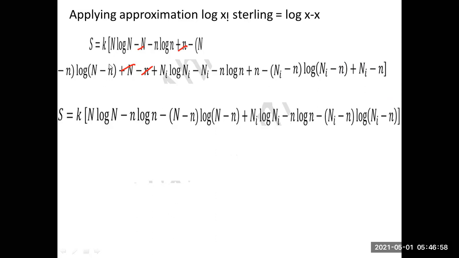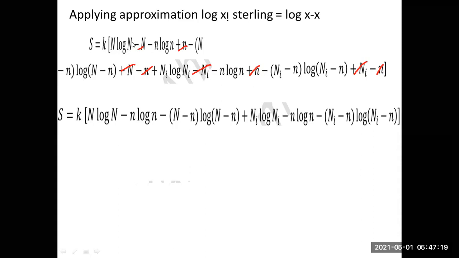So what is remaining here? n log n as it is. See, if you want, this plus n and this minus n get cancelled. Clear? Plus n suffix I, and where is minus n suffix I? This will get cancelled.